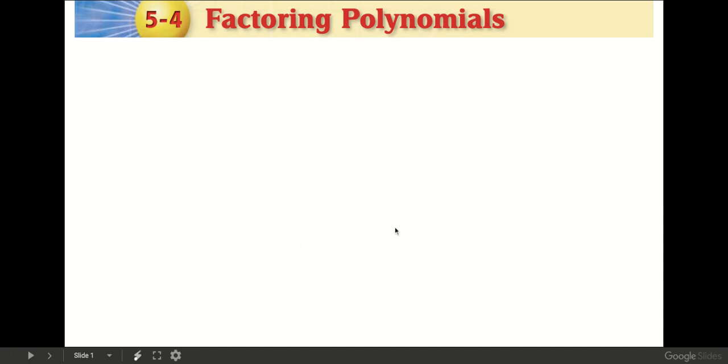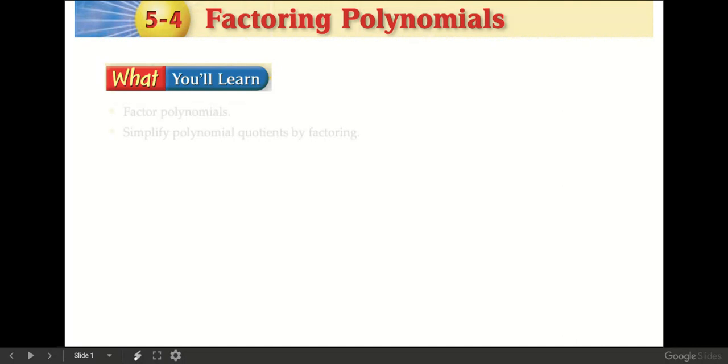All right, so we are going to be working on Chapter 5, Lesson 4. What we're going to be learning is factoring polynomials. Some of the goals are factoring polynomials and then simplifying polynomials with quotients by factoring.